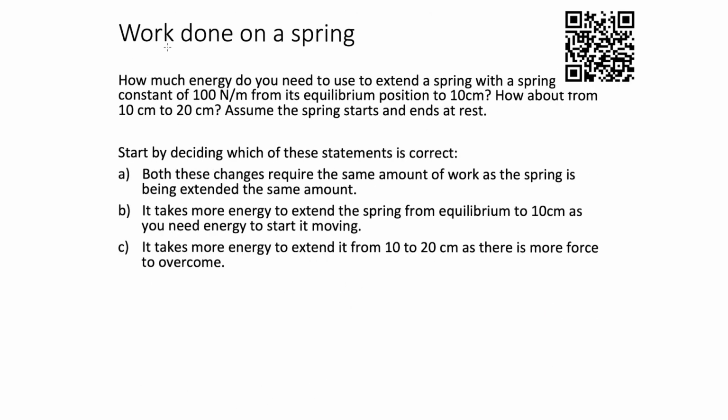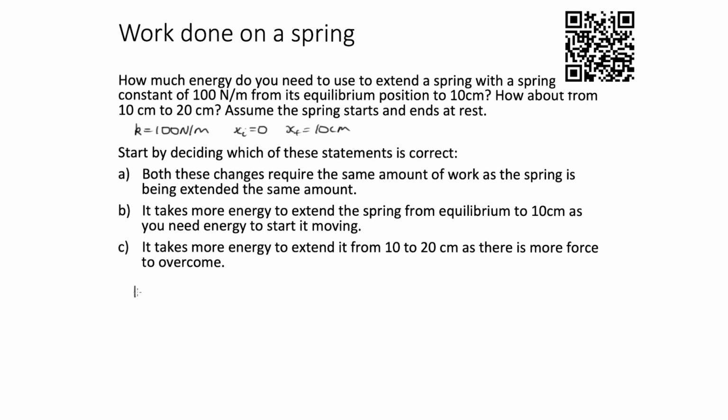Okay, so we're now going to be looking at the work done on a spring rather than the work done by a spring like we just were. So the question is, how much energy do you need to use to extend a spring with a spring constant of 100 newtons per meter? So k is equal to 100 newtons per meter, from an equilibrium position, so x initial is 0, to a final position of 10 centimeters. And then how about from 10 centimeters to 20 centimeters? And we can assume the spring starts and ends at rest.